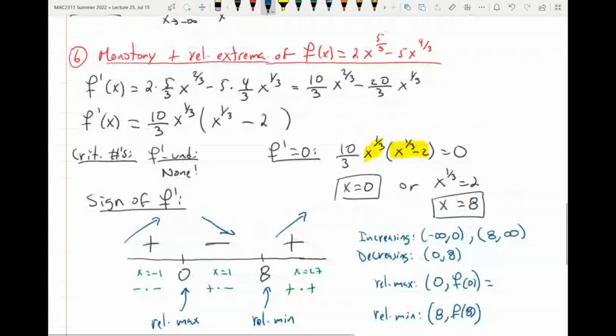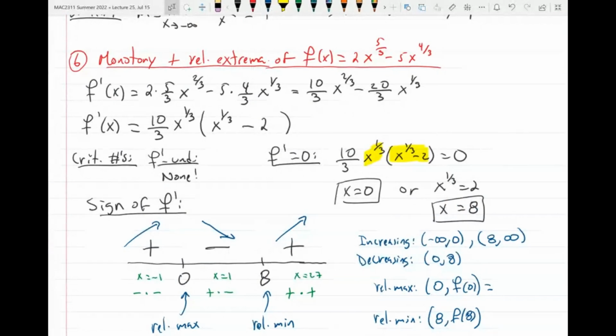So let's look at the formula, which is up here in red. So f of 0 is 0, as you know. So as a point, 0, 0 is a relative maximum. And then what happens if I plug in 8? Okay, 8 is a perfect cube, so that's good. So when you plug in 8, what do we get? Cube root of 8, that's a 2.